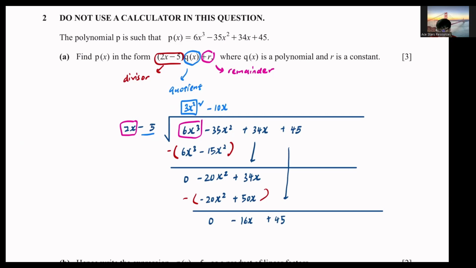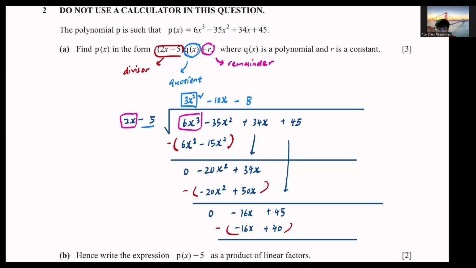Then 3x squared minus 10x. What is going to give us 16 here? Do the same thing all over again. Put the minus 8. So minus 8 times 2 is negative 16x, and minus 8 times minus 5 is plus 40. So 45 minus 40 is going to be 5.